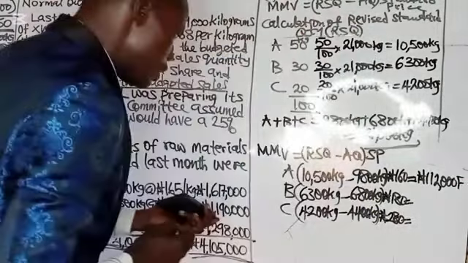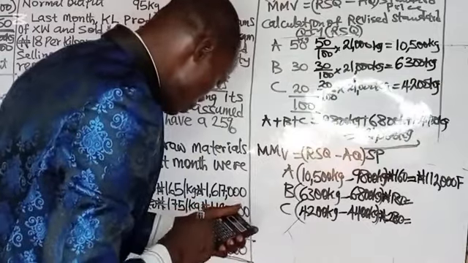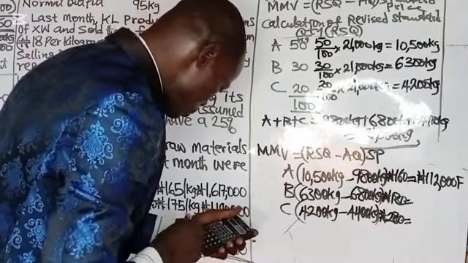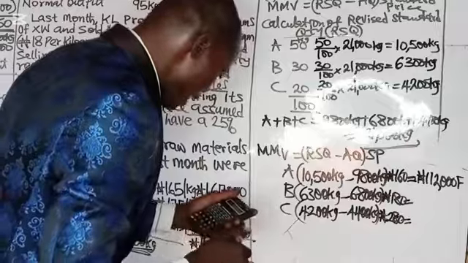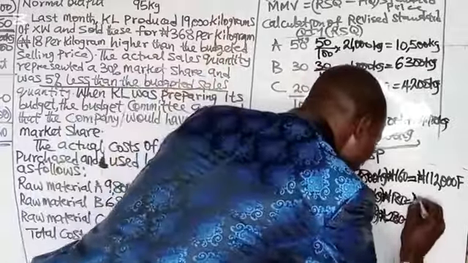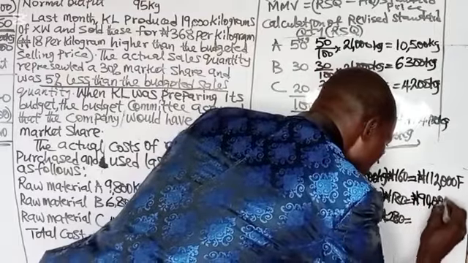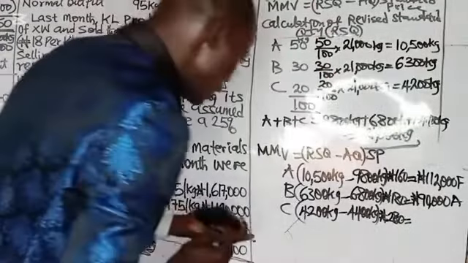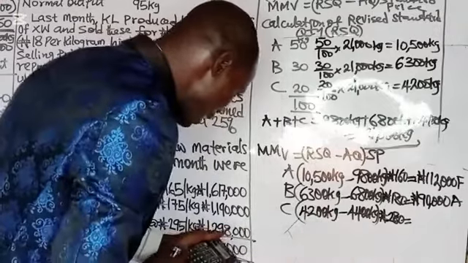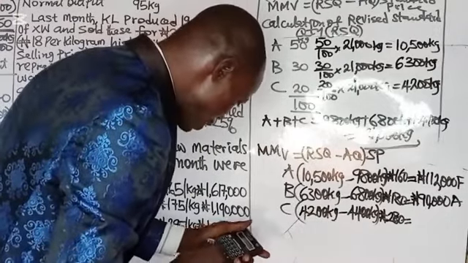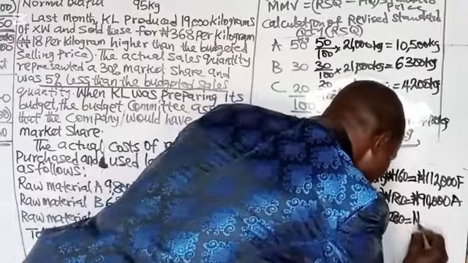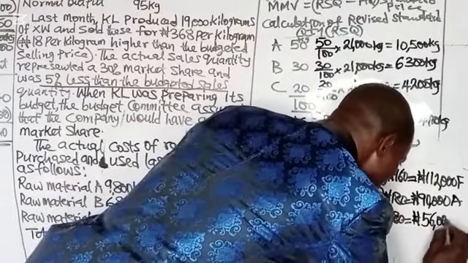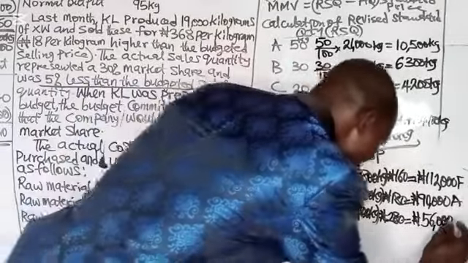112,000 favorable. For B, 6,300 minus 6,800, we have 500. 500 times 180, then we have 90,000 naira. You use more than planned, it is an adverse variance. Then 4,200 minus 4,400, that is 200 times 280, that gives us 56,000. So you use more than planned, it's an adverse variance.